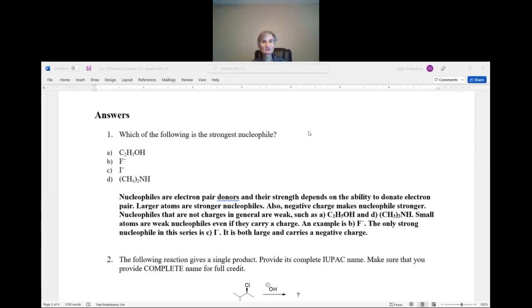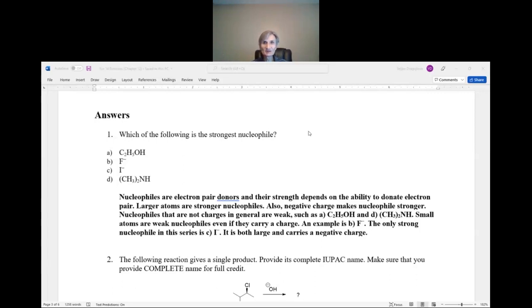Then the third factor would be charge. A species that is charged, that has a negative charge, is a stronger nucleophile than one that is not. Because obviously the presence of charge is unstable, and so charges would tend to cancel out, or a negative charge would tend to combine with a positive charge, is attracted by a positive charge. So such a nucleophile with a negative charge would seek an electrophile to donate an electron pair to.